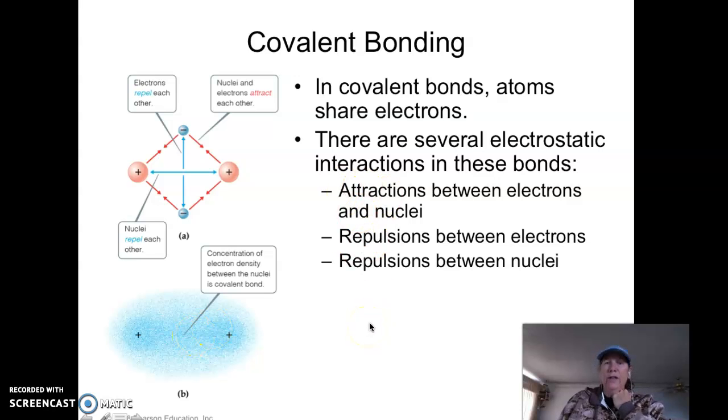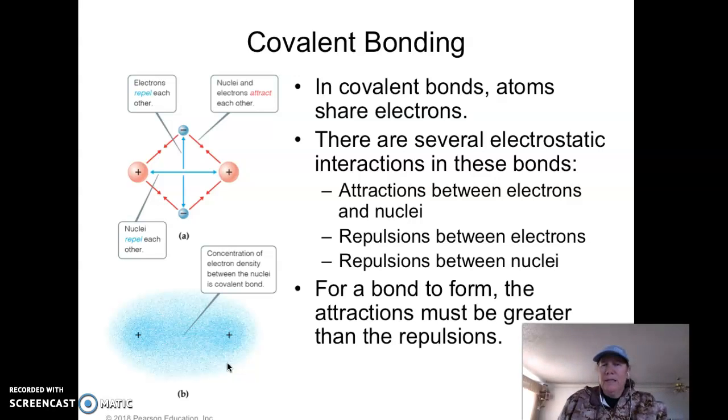There's an attraction between the nucleus and the electrons on both sides. And then there's a repulsion between these. So in order to form a covalent bond, the electrons are shared to get 8. And because they do that, they have to stick together and they form molecules. So ionic bonds form ions, covalent bonds form molecules.